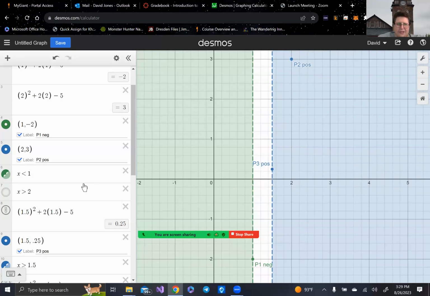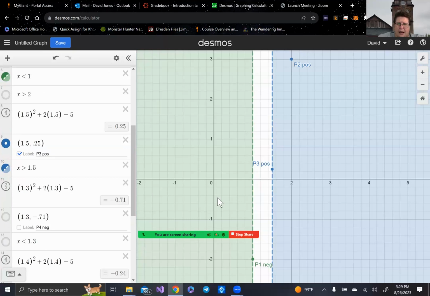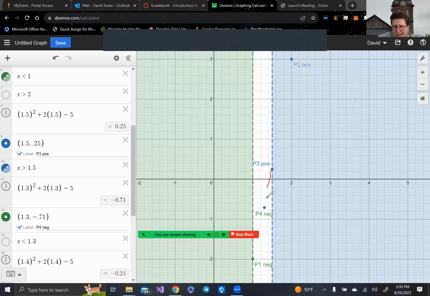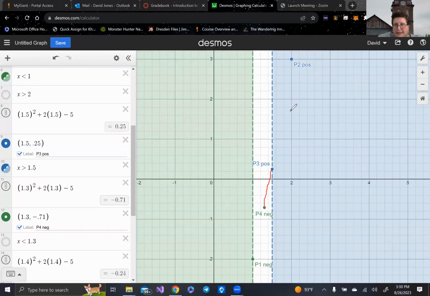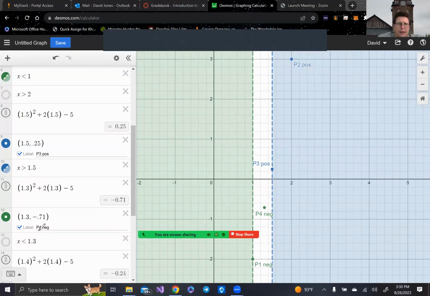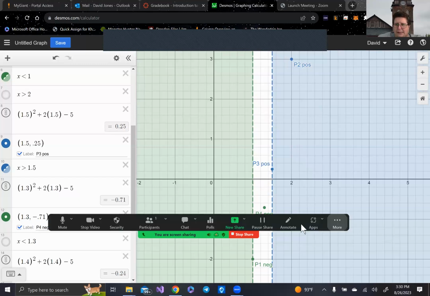I need it to cross. So what I did was try 1.3. And when I get 1.3, I get a negative value, which is down here, which means it's got to be between 1.3 and 1.5. Again, my window of where it can cross is somewhere in here. Not a lot of wiggle room. But if I'm trying to get to 1 decimal place, that's what I've got to do.